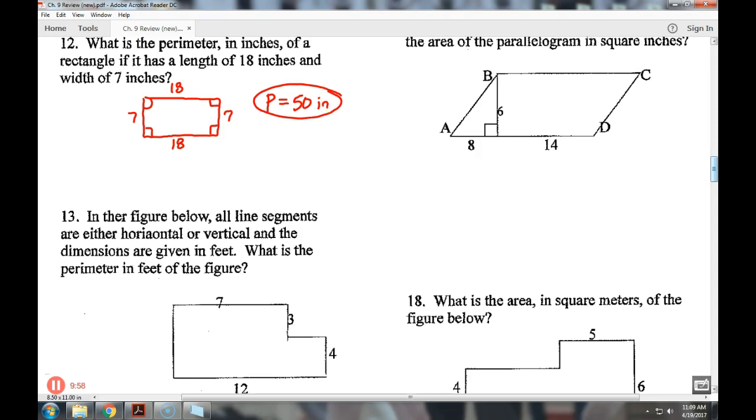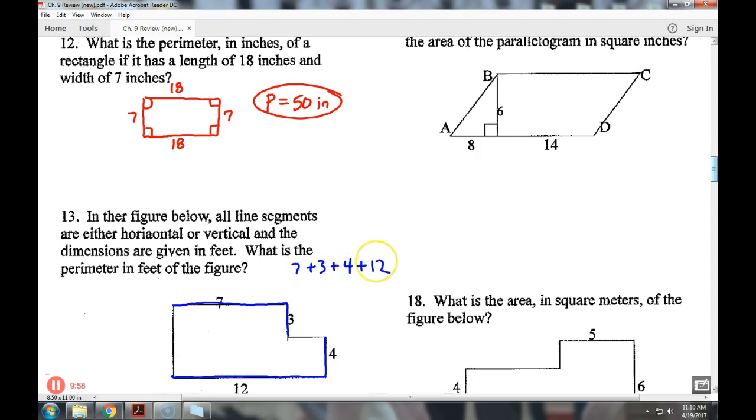Number 13, what is the perimeter? So we have a kind of irregular shaped piece here. Now we do have some missing dimensions, so let's put what I have. I have 7. I have 3. I don't know, but I have a 4. And then I have 12.